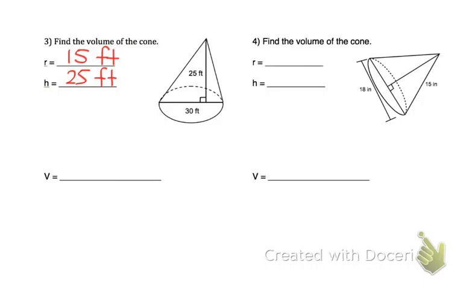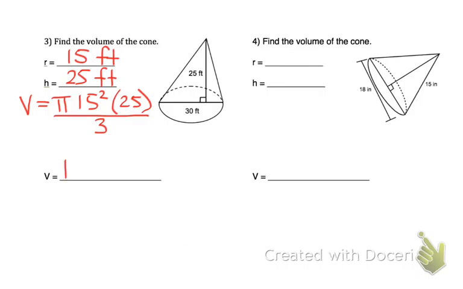Then I'm going to use my volume formula. Volume equals pi radius squared, so 15 squared, times my height, which is 25, divided by 3. So I'm going to put this in my calculator. I'm going to leave the pi out. I'm going to write my answer in terms of pi, so 15 squared times 25, hit enter, and then divide by 3.